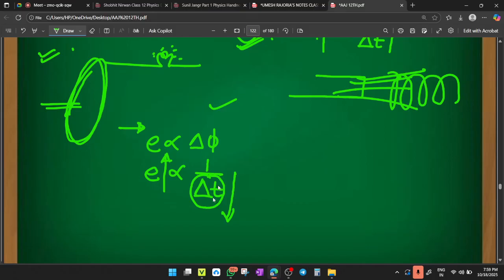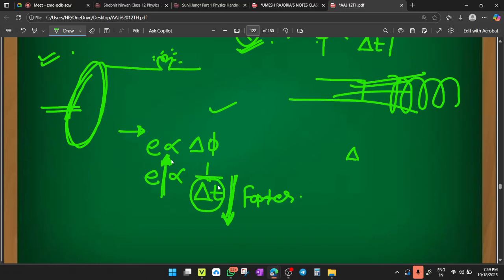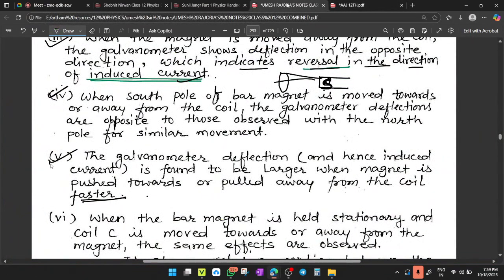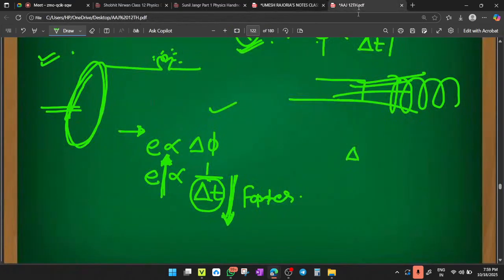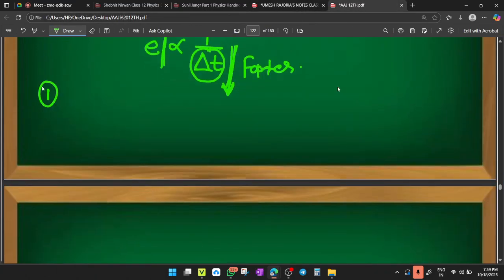Clear or not clear? As the time of movement will be less, EMF will be greater. Yes or no? It is inversely proportional to the time. For less amount of time, more amount of EMF will be there. Less amount of time means you are moving the magnet faster. If you move the magnet faster, EMF will be larger. Yes. So the galvanometer deflection and hence induced current is found to be larger when magnet is pushed towards or pulled away from the coil faster. Clear or not? So we have seen two very important observations. First, E is directly proportional to change in flux, and second, E is inversely proportional to delta T.